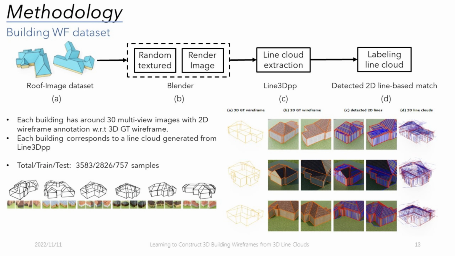The building wireframe dataset is generated by the following steps. We use Blender to render around 30 multi-view images, and Light3D++ to extract the light cloud from each building. Then we build the correspondence between the light cloud and the wireframe model.